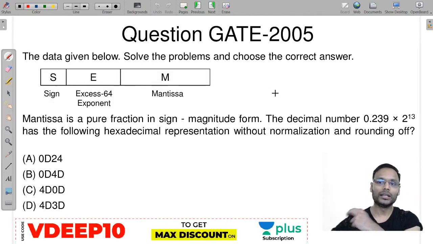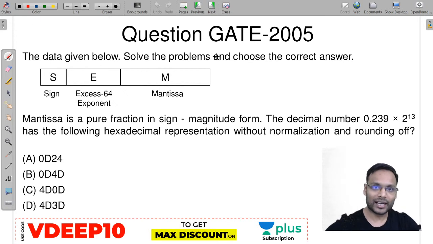So the question is, data given below is this. Exponent x is 64. 64 is 2 power 6. So what will be the number of bits used for this? It is 7. How did I write that? I know 2 power k minus 1 is equal to 64, which is 2 power k minus 1 is equal to 2 power 6, so k value is 7.